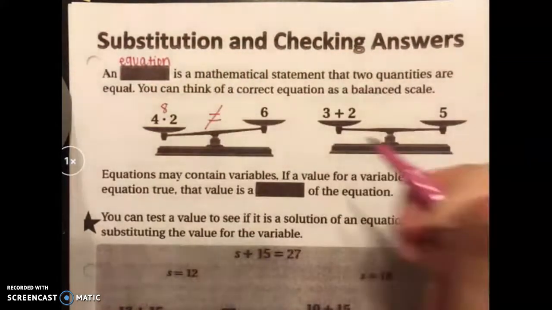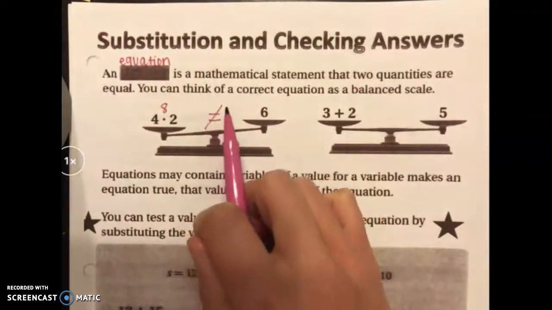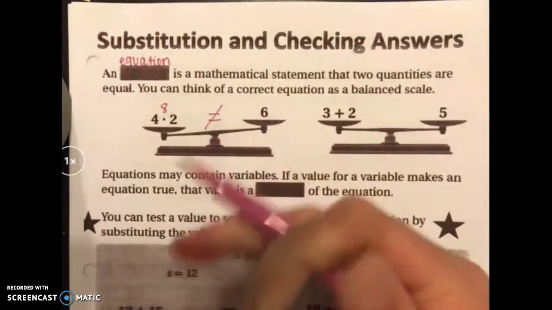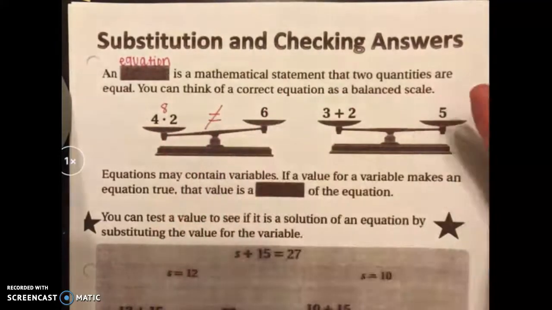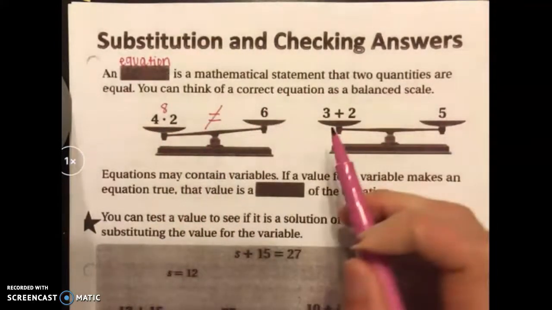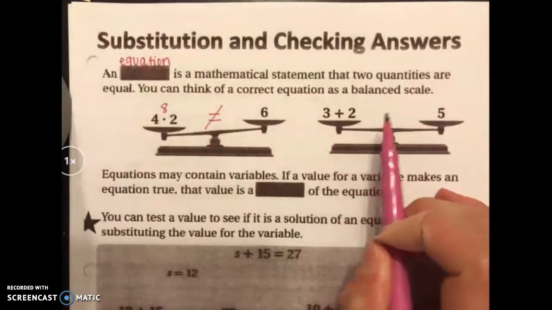If you want to say something's not equal, you put the equal sign with a line through it, and that means not. So 8 is not equal to 6, and I think we can all agree with that statement. So we want it to be a balanced scale. We want something that's going to be equal to one another.